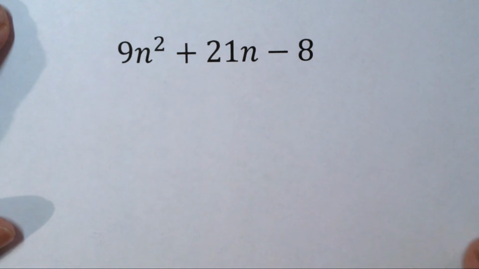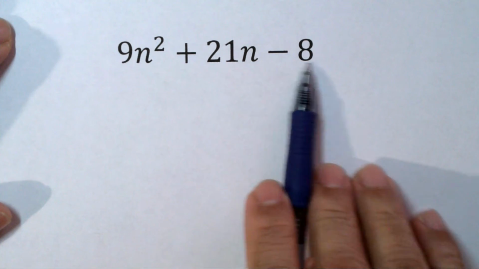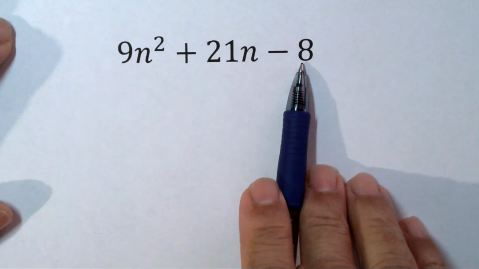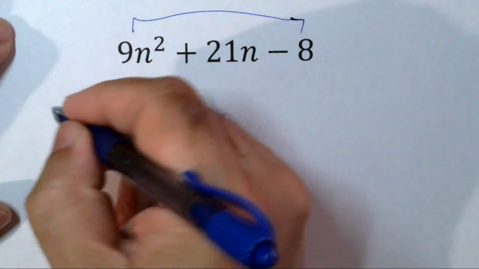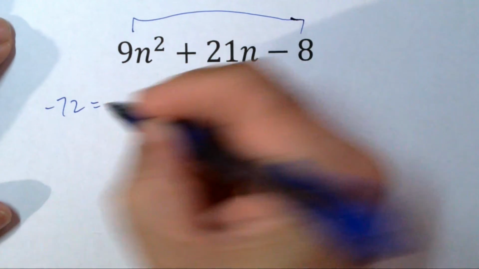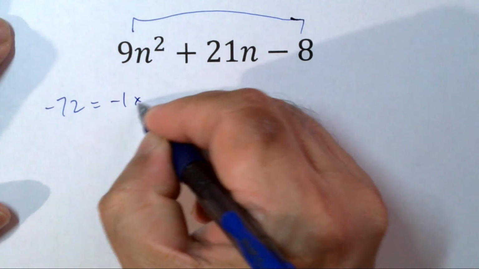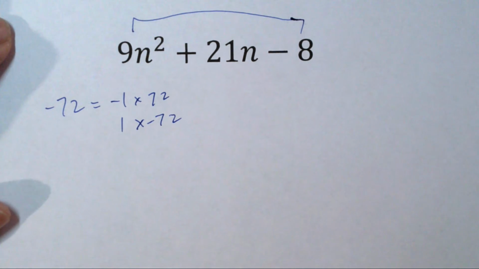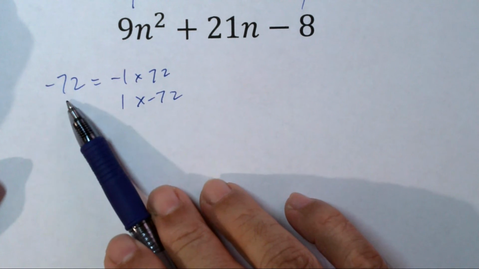9n squared plus 21n minus 8. Check to see if anything goes in there. 9 doesn't go in there. Well, 3 goes into 9. Does 3 go into 21? Yes, but it doesn't go into 8. So that's it. So we're going to do 9 times negative 8, which is negative 72. It could be negative 1 times positive 72 or positive 1 times negative 72. I'm not going to write all combinations like that, but keep in mind one of them has to be negative to get a negative product.